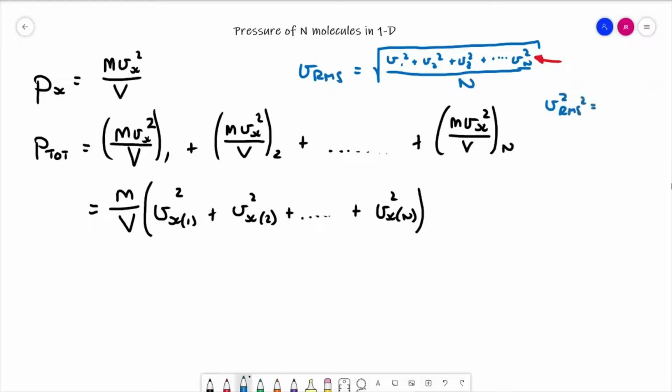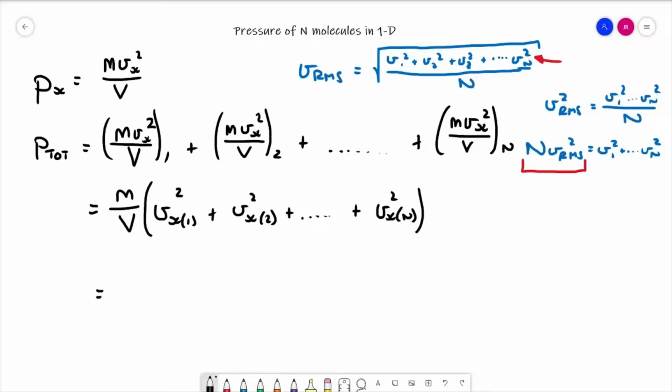VRMS squared is equal to V1 squared all the way up to Vn squared over n. We're then going to multiply both sides by n. So n times VRMS squared is equal to V1 squared plus all the way up to Vn squared. And therefore, instead of what looks at the moment like quite a horrible brackets with loads of terms in, we can reduce that down very simply to n VRMS squared.